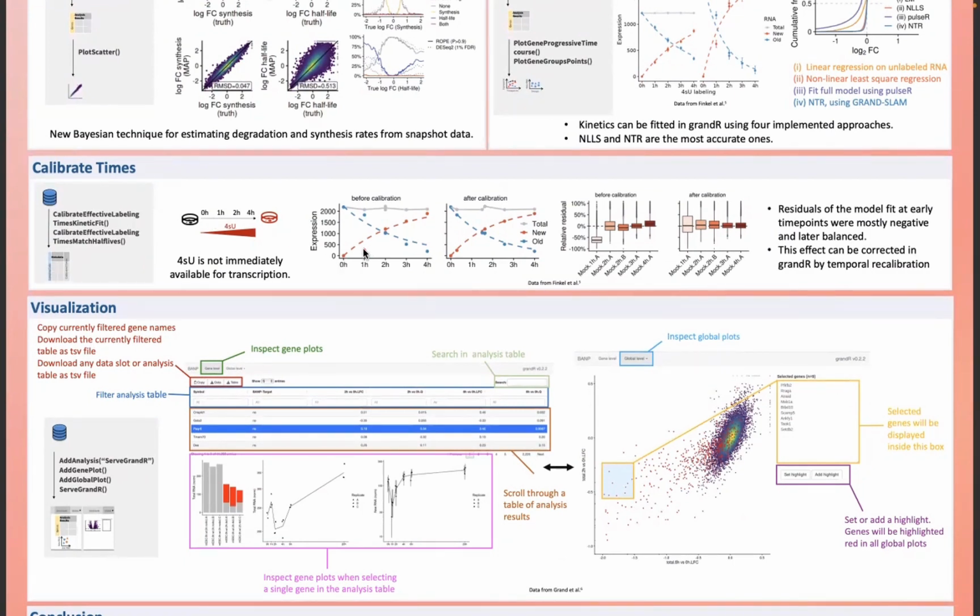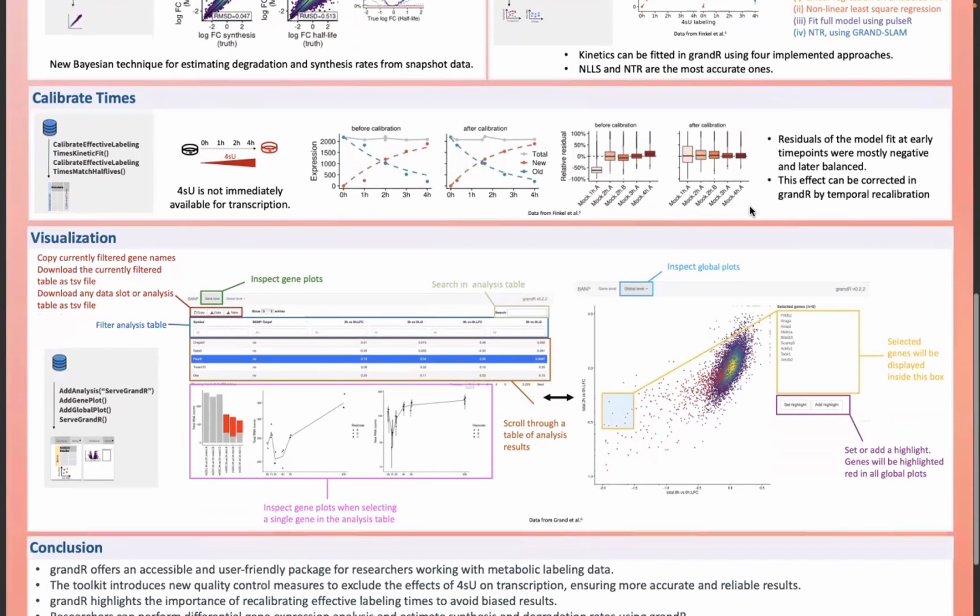So, for example, here we see that this time point would fit rather here. And we can also see this effect globally. So for the first time point, the global residuals were mostly negative. We can use a joint maximum likelihood approach and calibrate this. And we see that after calibration, this effect was completely rescued.